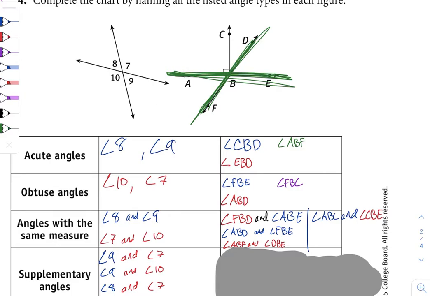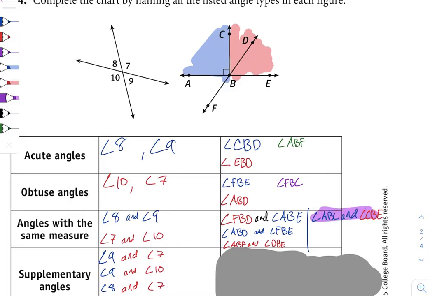Those two are one of them that I had highlighted down there. And the other pair of vertical angles here would be ABF and DBE. We know they're going to be the same. So ABF and DBE is down there. We also have two right angles that are going to be the same. We have ABC is a right angle, and so is CBE. Those are two right angles that are going to be the same. And then the last one would be straight angles.